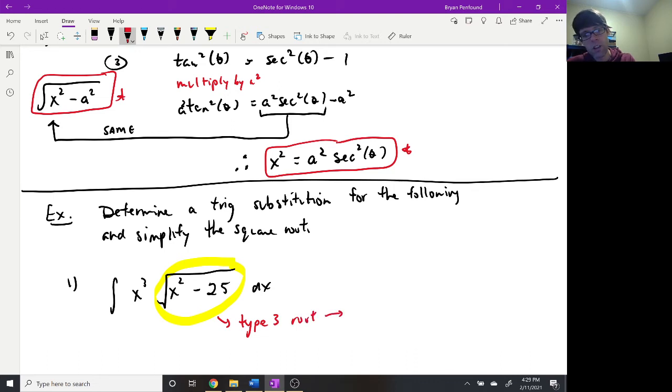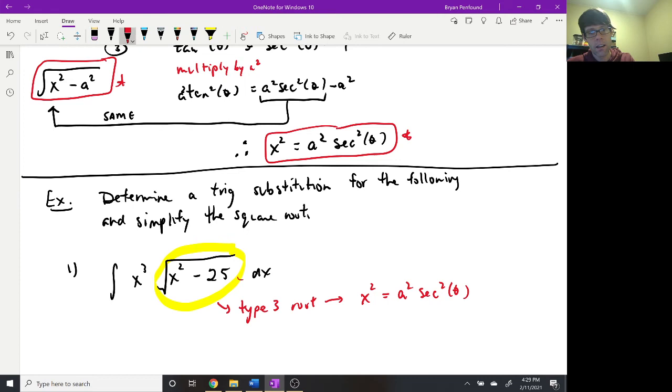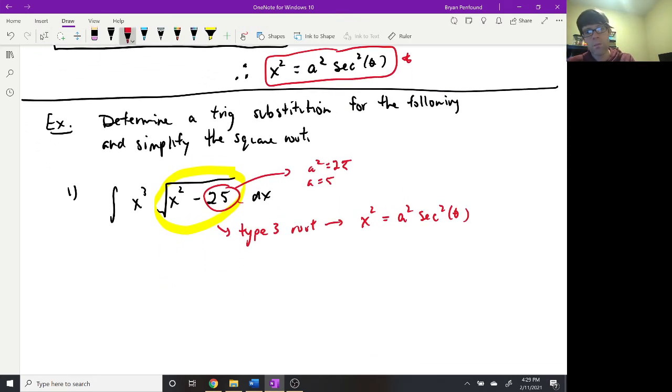This implies that we should think about x squared, the variable portion of this, as a squared secant squared theta. Now, what is a squared in this case? Well, a in this case is 5, right? So a squared is 25, so a is equal to 5. We're going to take the positive root here just to make things a little simpler. Okay, so our substitution is x squared is equal to 25 secant squared theta. And that's how we want to start this particular problem.